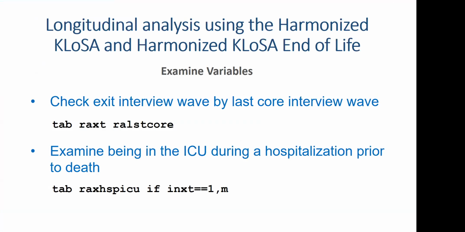And now we can look at how many people were in the ICU during a hospitalization prior to their death. To do that, we're going to tabulate RAX HSP ICU. And in this case, we want to be able to see what missing values there are. So we're going to add if INXT is equal to 1, meaning we're limiting the results to those who have had a completed exit interview, and the comma M will display any missing values.